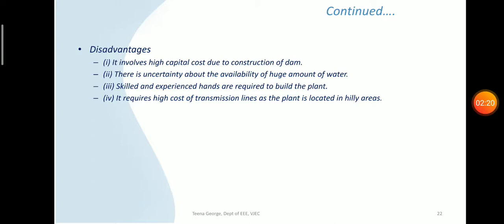The main disadvantages are it involves high capital cost as it requires the construction of a dam, and there is uncertainty in the availability of water, and skilled and experienced hands are required at the time of installation of the plant, and the transmission cost will be high as the water will be available in hilly areas, or the dam will be constructed in hilly areas, so transportation cost will be high.